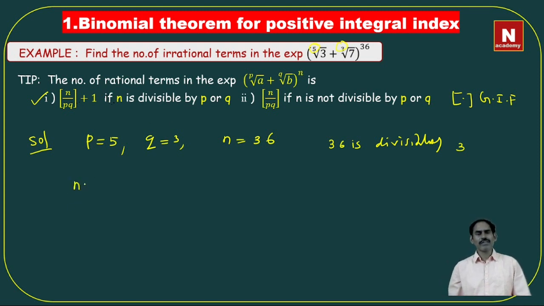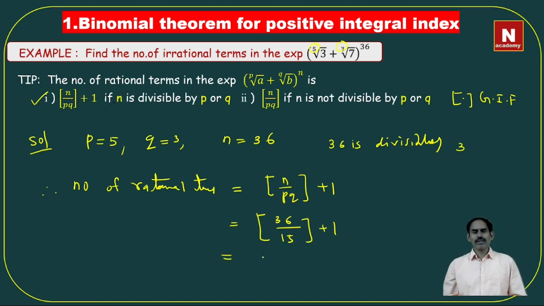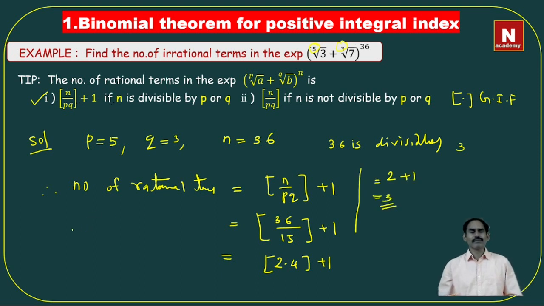So the number of rational terms equals the formula floor of n by pq, plus 1. N is 36, by pq. So 5 threes are 15, plus 1. Now 36 by 15 will be 2.4. Floor of 2.4 plus 1. Floor of 2.4 is 2. 2 plus 1. So the number of rational terms is 3.